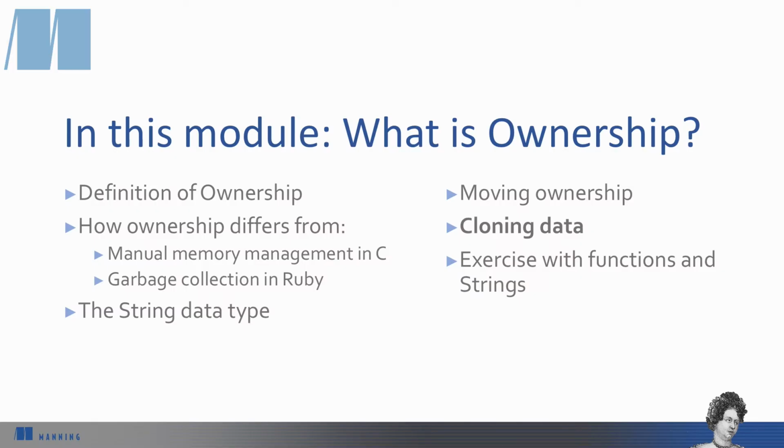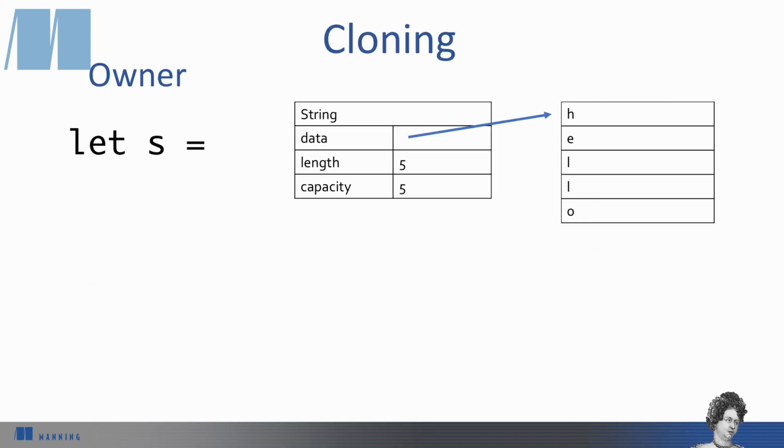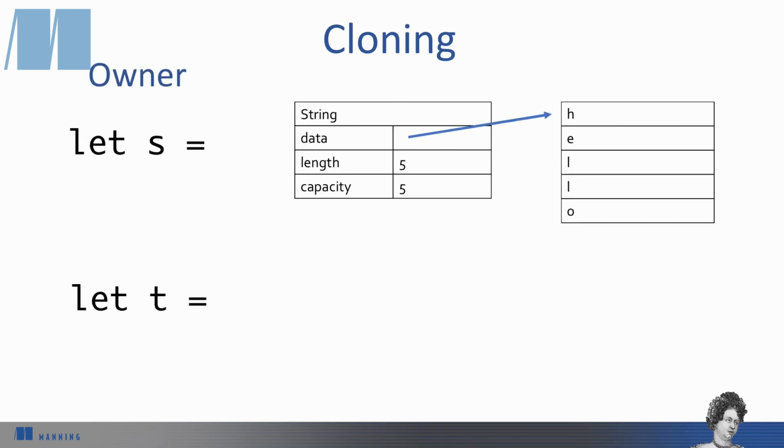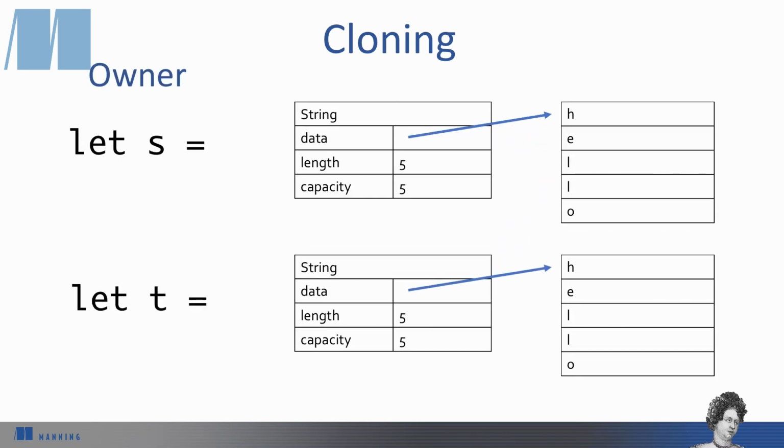What if we wanted to keep ownership of some data, but needed to also give ownership of the data to another piece of code? We can do that by cloning. Cloning makes a deep copy of the allocated memory. Then there will be two copies of the data that each have an owner, and each owner is responsible for cleaning up their data.